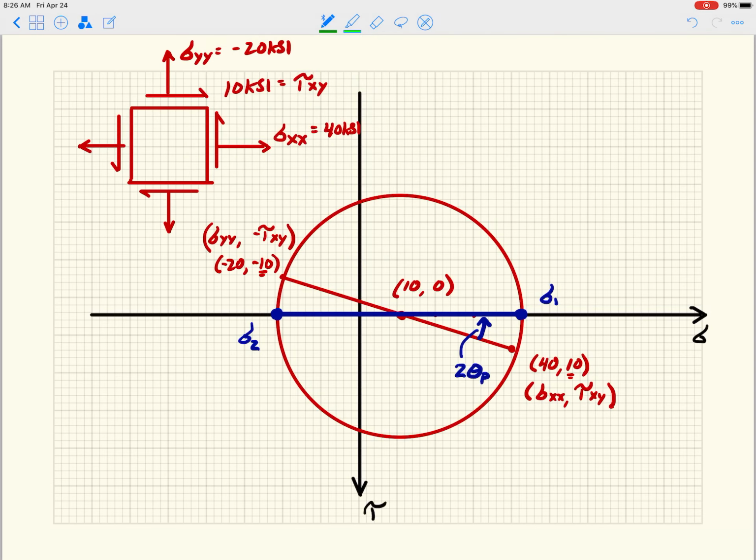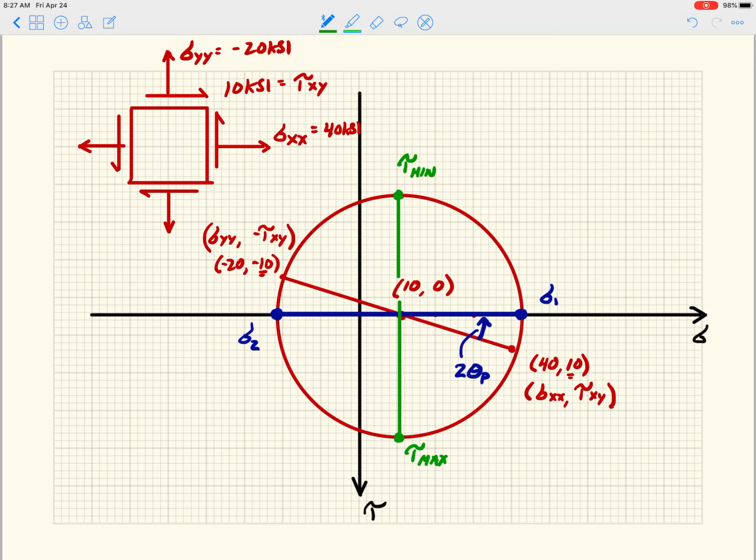Okay, and the other thing that I want to point out here is that this point here, and this point here, are my tau min and tau max. Right? Now notice, the tau min and the tau max are always the exact same magnitude.